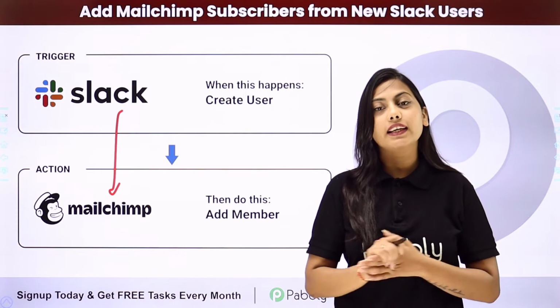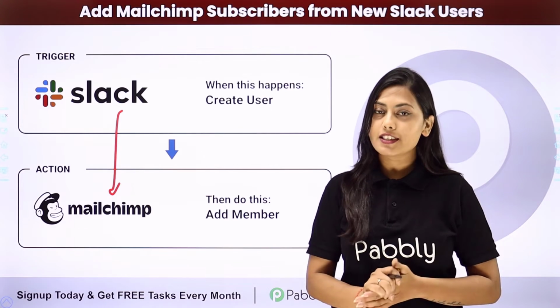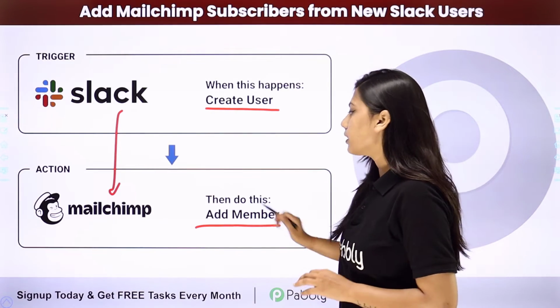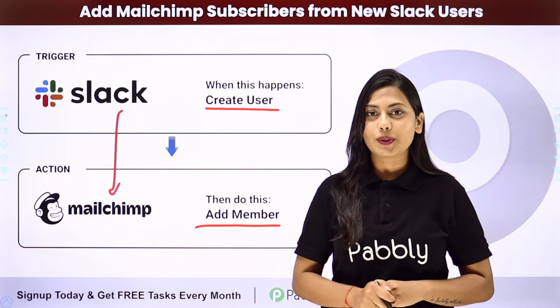So we can do this by creating an automation with the help of Pabbly Connect, where our trigger will be to create user in Slack and our action will be to add member in Mailchimp. Let us learn how to do that.